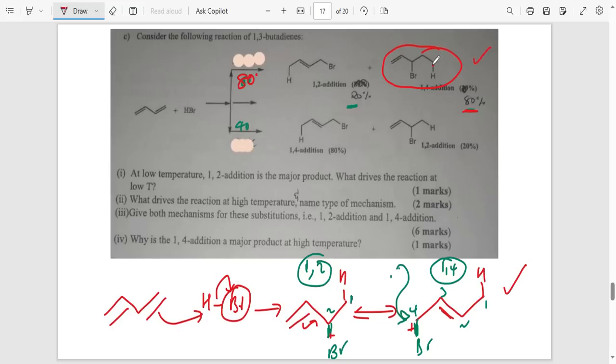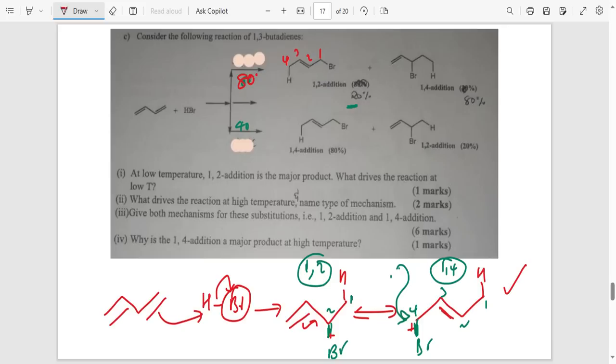And this is even wrong. This is not 1,4. So the structures that were written here, there was a mistake in the typing. The 1,4 is this one. 1, 2, 3, 4. The one they've written as 1,2 is actually 1,4. Okay, this is 1,4.